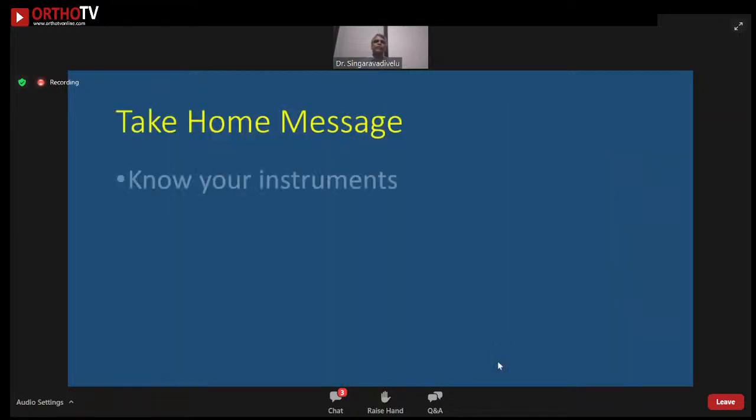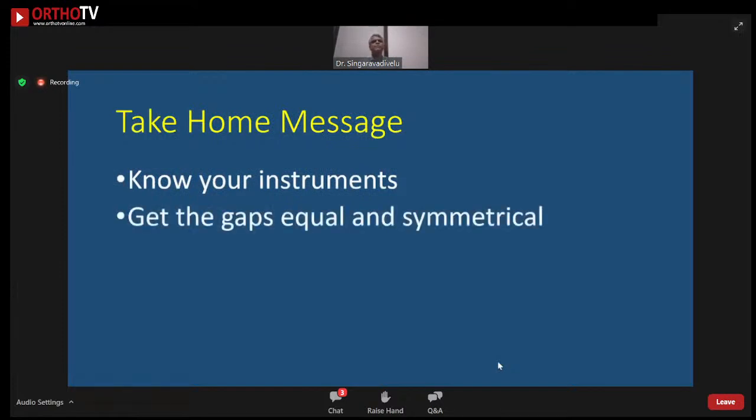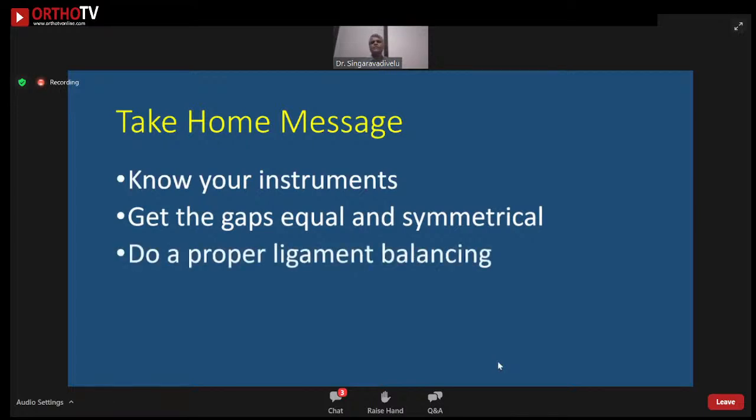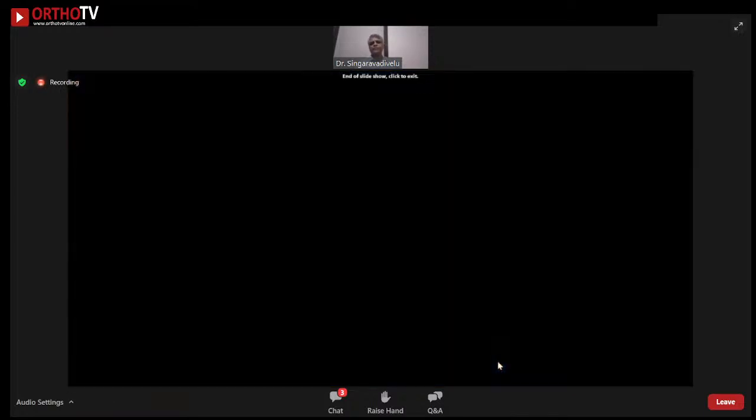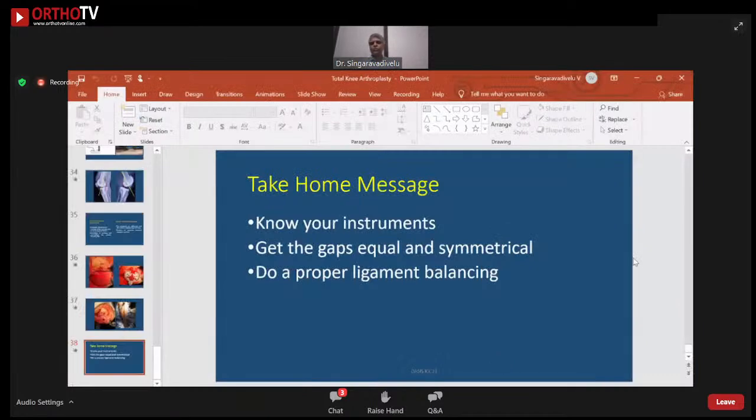So finally, the take home message will be: understand the instruments and the concept of each jig you are using. Get the gaps equal. Don't try to get it by increasing the releases. It has to be symmetrical both in extension and flexion, and do a proper ligament balancing. Thank you again for the opportunity. Thanks.